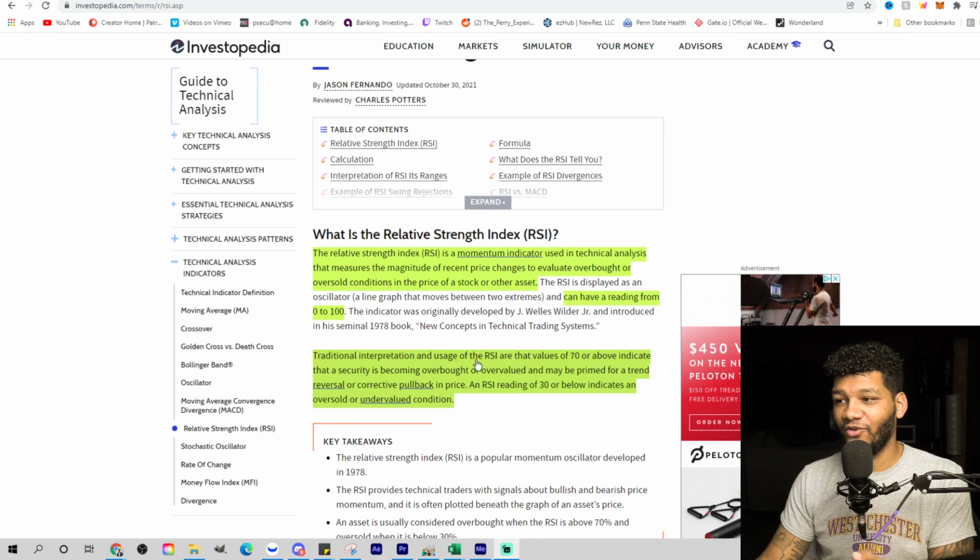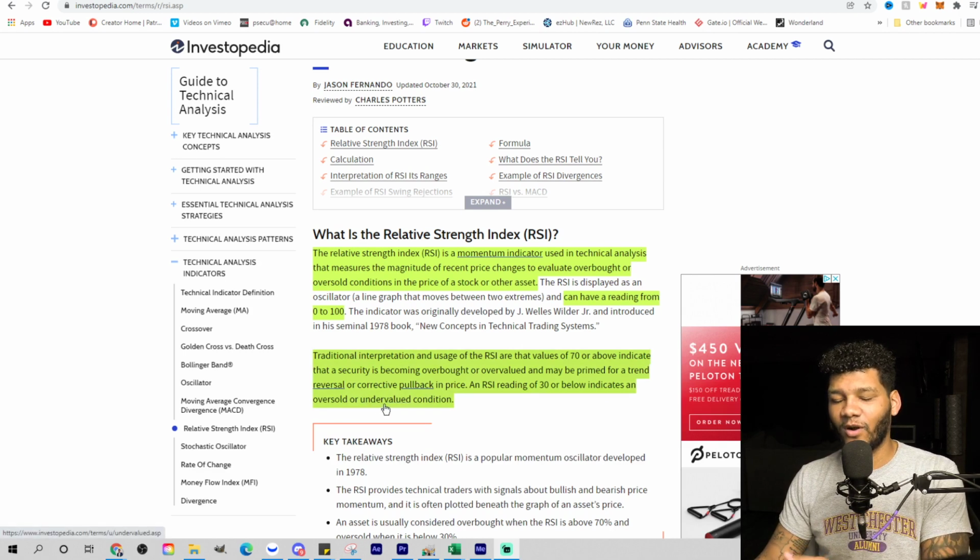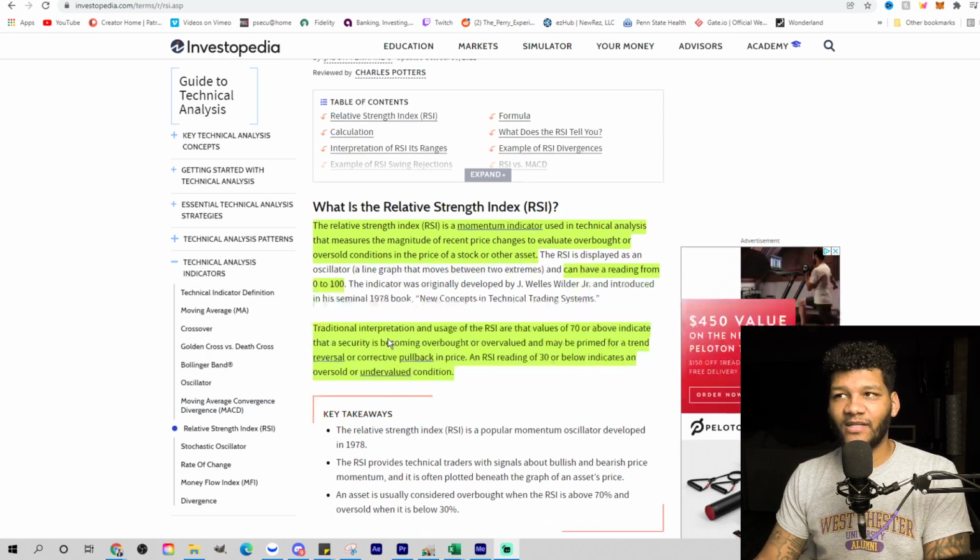Traditionally, interpretation and usage of the RSI are that values of 70 or above indicate that the security is overbought or overvalued and may be primed for a trend reversal or a correction pullback. And we will explain that in the price. And an RSI reading of 30 or below indicates an oversold or undervalued condition. So that's it in a nutshell.